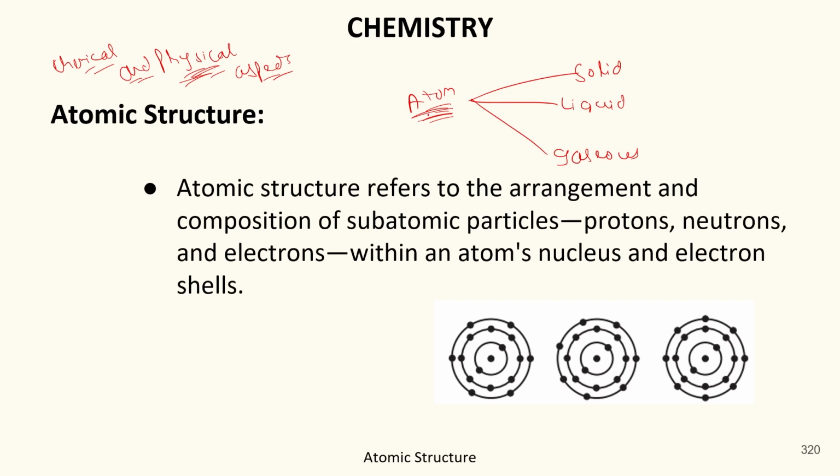Okay? If atom is common in all of them, it is common in solids, it is common in liquids, it is common in gases, then how are these things different in their physical and chemical aspects? Okay? So we will discuss this in our upcoming lectures. Till then, just remember that atom is the basic thing in every form, whether it's solid, liquid or gaseous. Got it? So here we have come to know that atom is a very important thing.